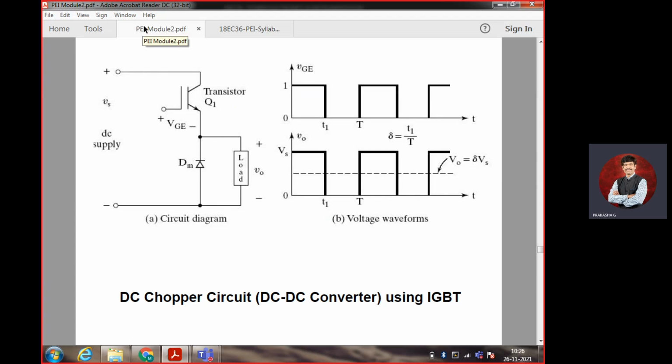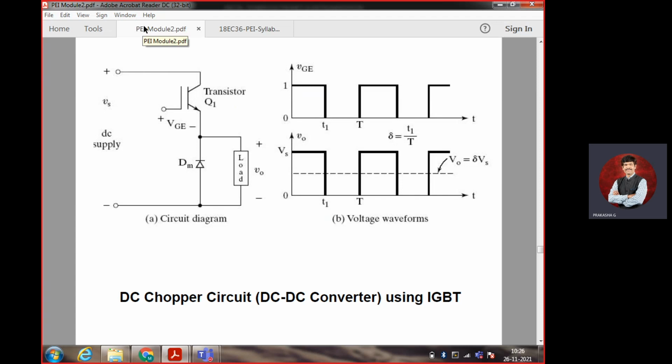Switch is open, then your output voltage will be 0. It will drop. This is theoretically I am speaking. Theoretically, practically what happens now? It may go like this. It may take some extra time to come to the zero level. So let us not discuss about what is going to happen practically. We should go for theoretical value.